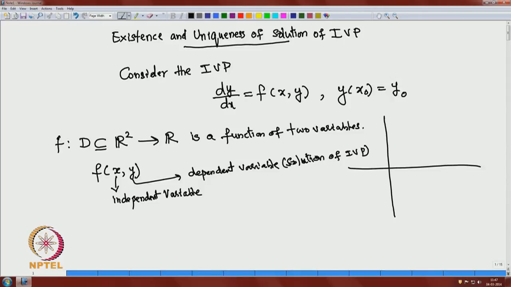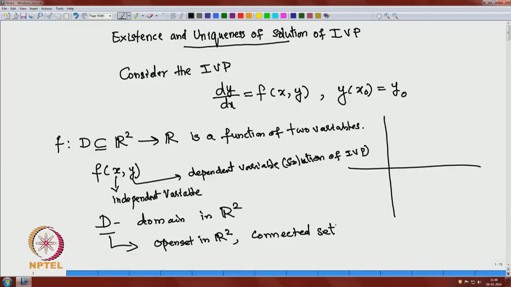So, f is defined on a domain D. D is a domain in R2. By domain we mean D is an open set in R2, and also it is connected. Any two given points in D can be joined by a continuous curve which is completely inside D.